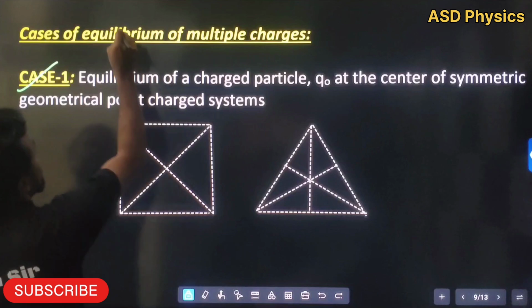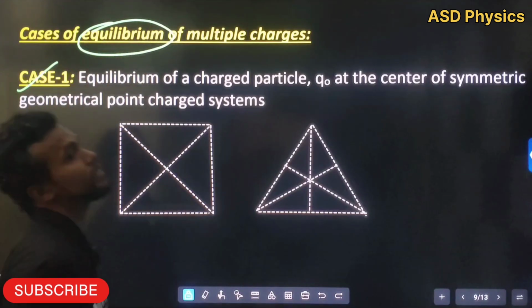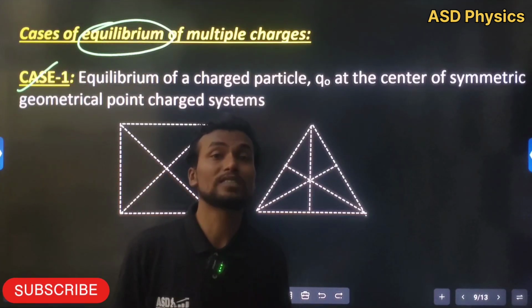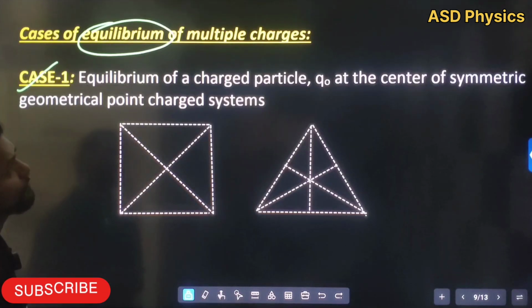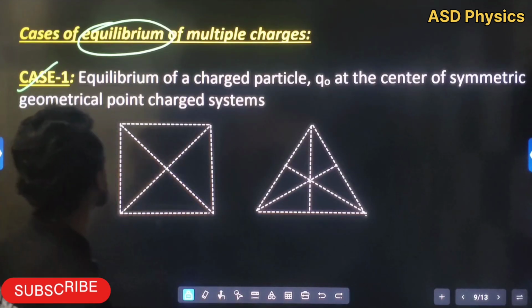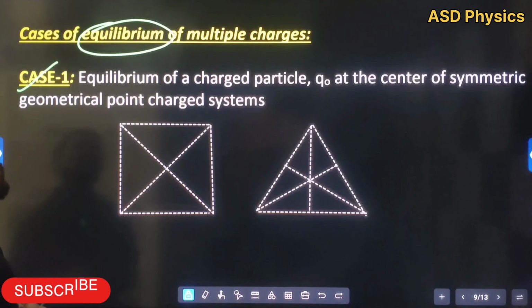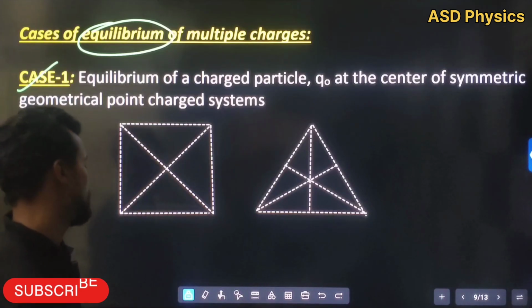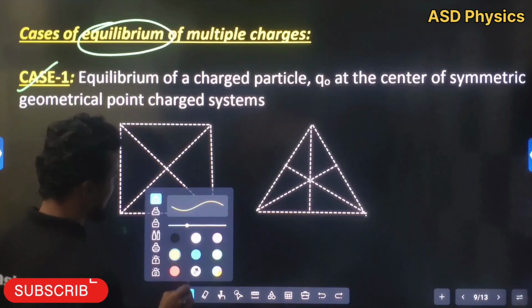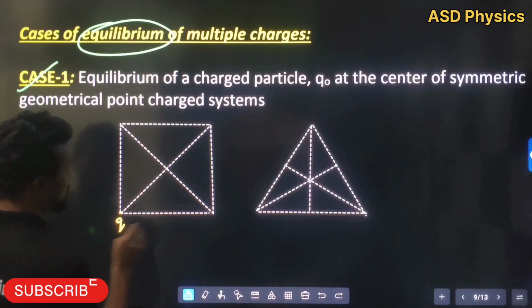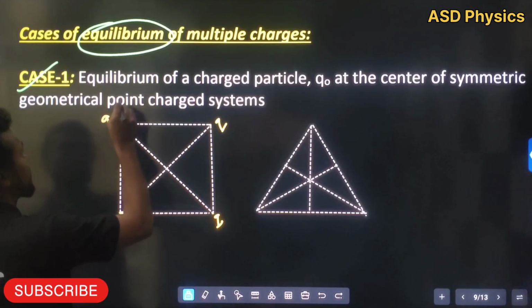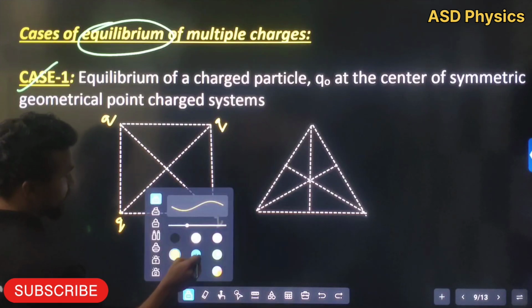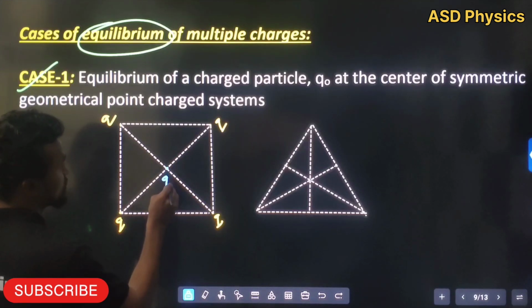Okay, equilibrium. So students, what is the meaning of equilibrium? Equilibrium means the net force on the charge is 0. So see here, please: equilibrium of a charged particle Q0 at the center of a symmetrical geometrical point charge system. Here I am going to take some charges. Let's take here charge Q, here charge Q, here charge Q, and here also charge Q. And at the center I am going to put the charge Q0.